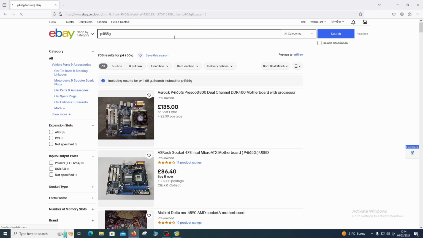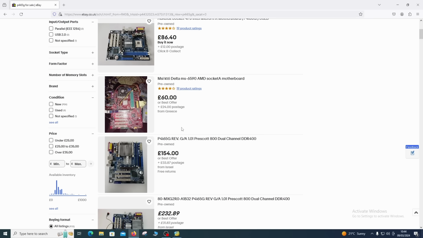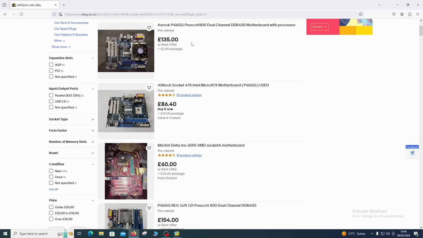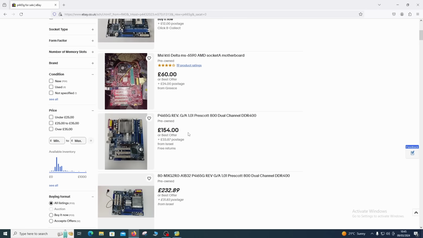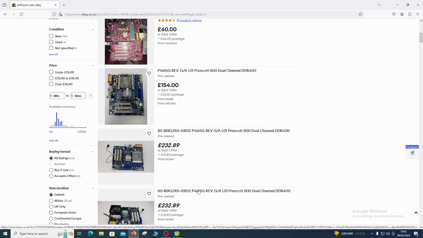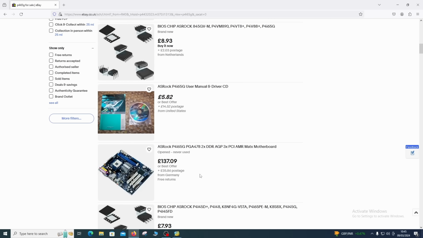Right, so what's this motherboard? I mean, I don't think these are worth anything much. I've had this board before, I'm sure. So, there's one for sale there at 135. Another one for 86. That's something different. Mine's this one, Revision GA, 154. 232, why are people asking so much money for these? And the other question is anybody buying them at this price? Yeah, does anybody buy them?